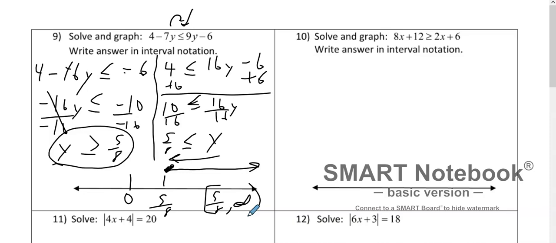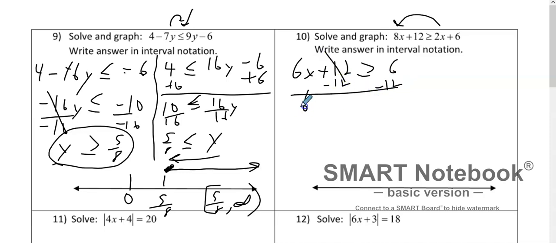Okay, number 10. This time I'm only going to do it once, but I just want to remind you, you could do it either way. I'm going to move the 2x over here and keep it positive. Okay, so if I subtract 2x, that's going to give me 6x plus 12 is greater than or equal to 6. I'm going to subtract 12. That's going to give me 6x is greater than or equal to 6 minus 12 is negative 6.